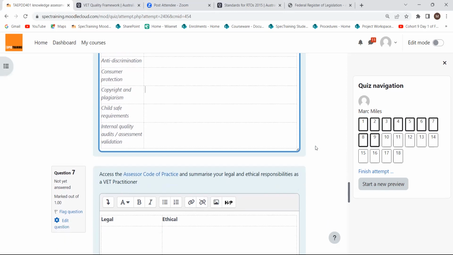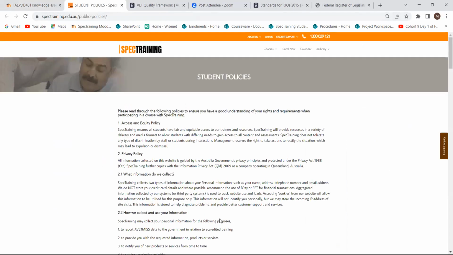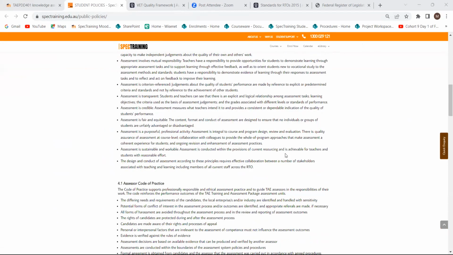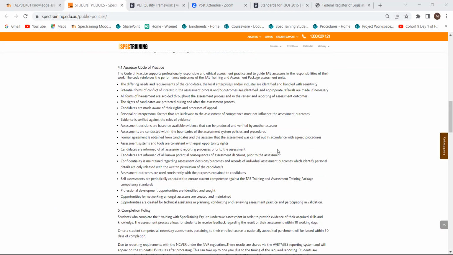Okay. So coming down, question 7 here, it says, access the assessor code of practice and summarize your legal and ethical responsibilities as a VET practitioner. And essentially what you can do is you can come to this hyperlink that we've got there, and you can read through the assessor code of practice here that starts at 4.1. And what you can actually do is you can go and read through and go, okay, is this an ethical item, or is this a legal item?